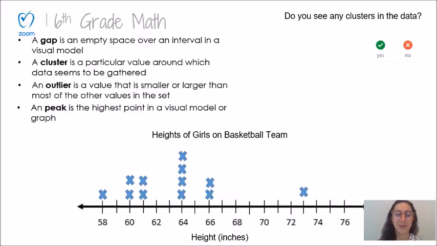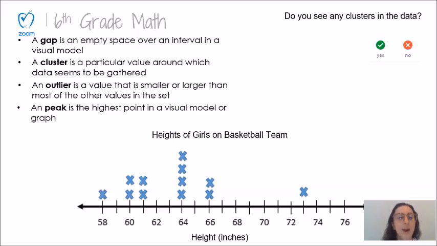Our next term is a peak. A peak is the highest point in a visual model or graph. Where does the peak of this graph lie? If you think you know the answer, raise a hand in Zoom and your teacher will call in one scholar to share before I reveal it here. If you identified the peak at 64, you were correct. That is the highest point in our visual model, and that is the most common height of girls on the basketball team.